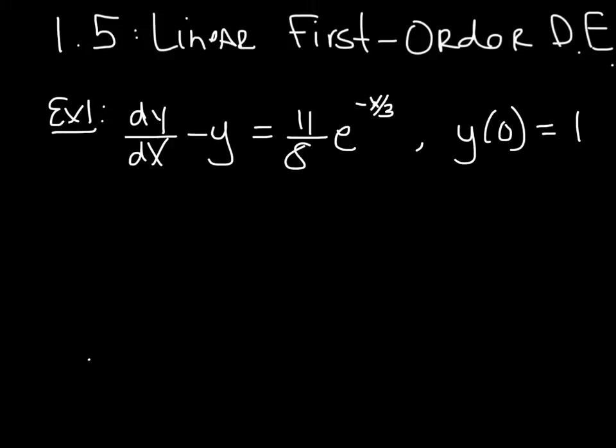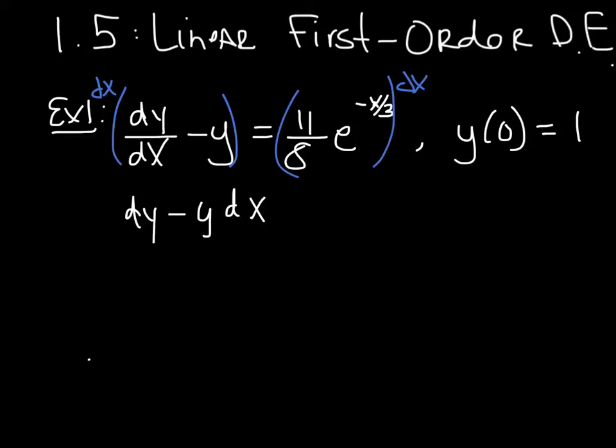I'll do this in blue. So I'm going to multiply both sides by dx. When I multiply that out, I get dy minus y dx equals 11/8 e to the negative x over 3, or a third x, dx. Okay, so I've cleared some of my fractions in terms of dx. And I want to isolate x and y on opposite sides of the equation.